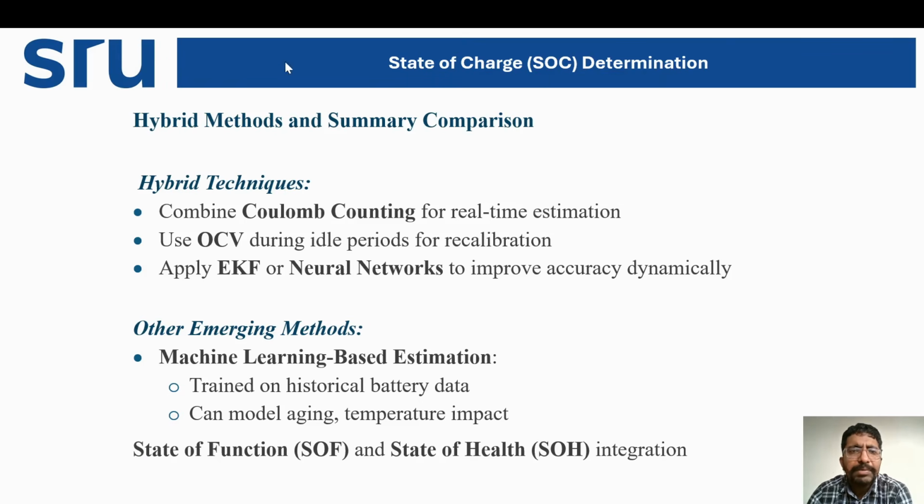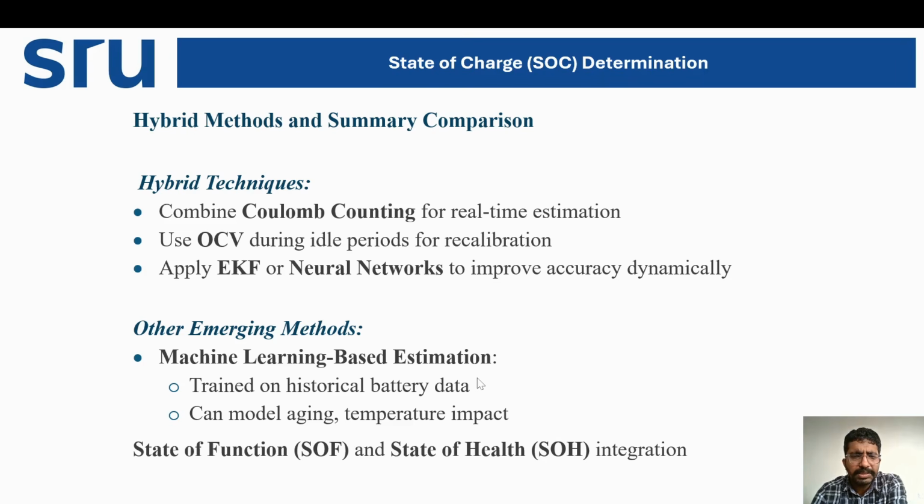Now coming to the hybrid method. In any battery application, we have just seen 3 different types of methods. So why not select any 2 of them depending upon the requirement? Combining Coulomb's counting with open circuit voltage, or applying EKF, or even neural network based, ANN based methods. With the growing demand for AI, a lot of AI based techniques are also available.